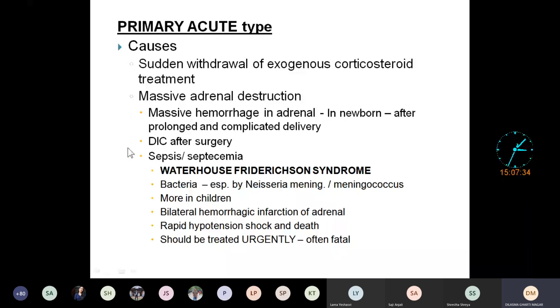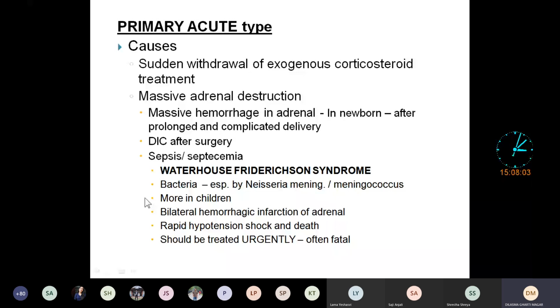So DIC after surgery. And now you see, adrenal insufficiency can also occur in case of sepsis and septicemia. Sepsis and septicemia are mainly because of Neisseria meningitidis and the meningococcal infection. Whenever this occurs, there will be massive hemorrhage in the adrenal gland, and that time this is known as the Waterhouse-Friderichsen syndrome.